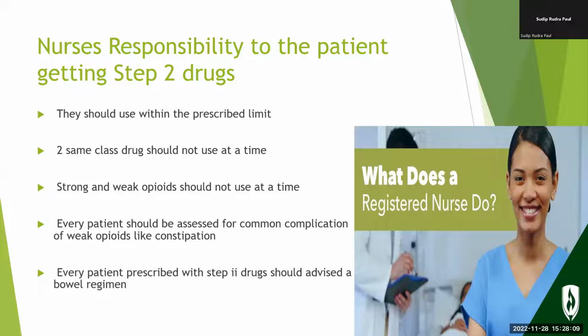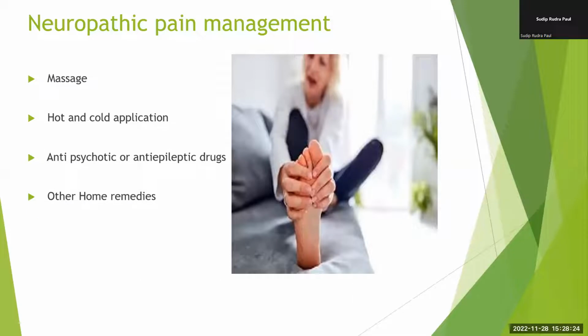Basically, if I simplify the word neuropathy, pathy means damage, neuro means nerve. So it is because of nerve damage; it can be because of compression, medication, or any other things. But when the patient develops pain because of nerve damage, it is called neuropathic pain. Then how should we understand the patient is having neuropathic pain? By taking a proper history.